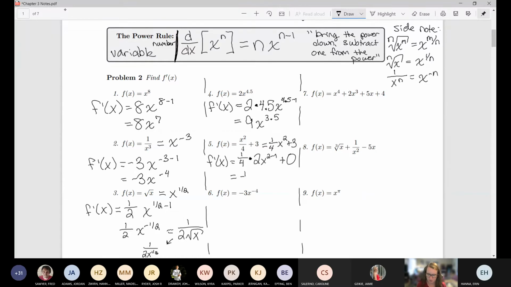So this would reduce to 1/2 x to the first. But we usually don't write the little 1. But if you want to, go right ahead.